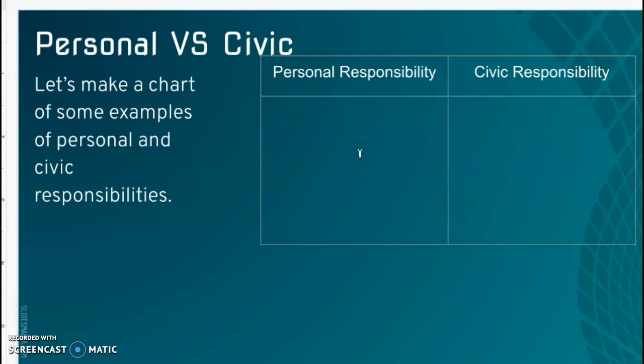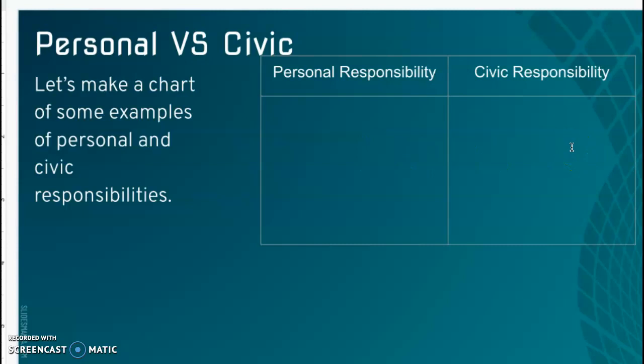In class, we made a list of some personal responsibilities and some civic responsibilities. Let's see if you could come up with some as well. One of the personal responsibilities we came up with was doing chores. That's something that helps you in your household. Another personal responsibility is doing your homework. Again, that's something that personally helps you. So personal responsibilities help you.